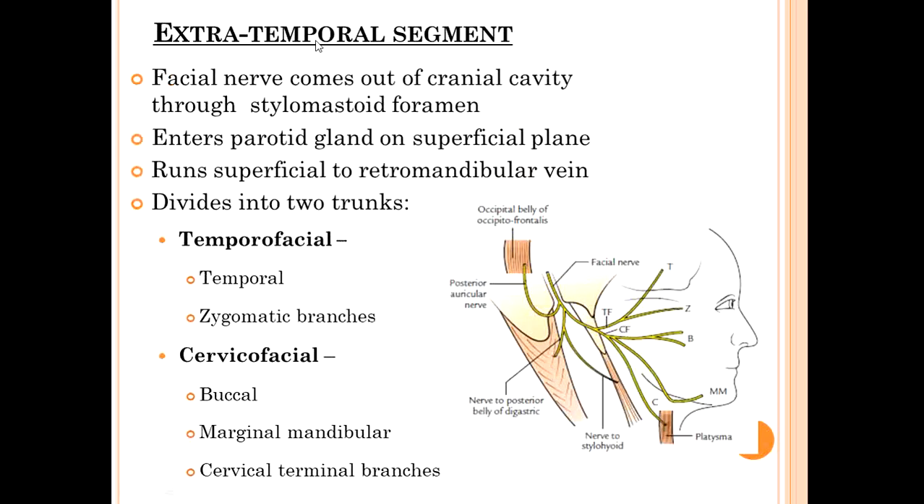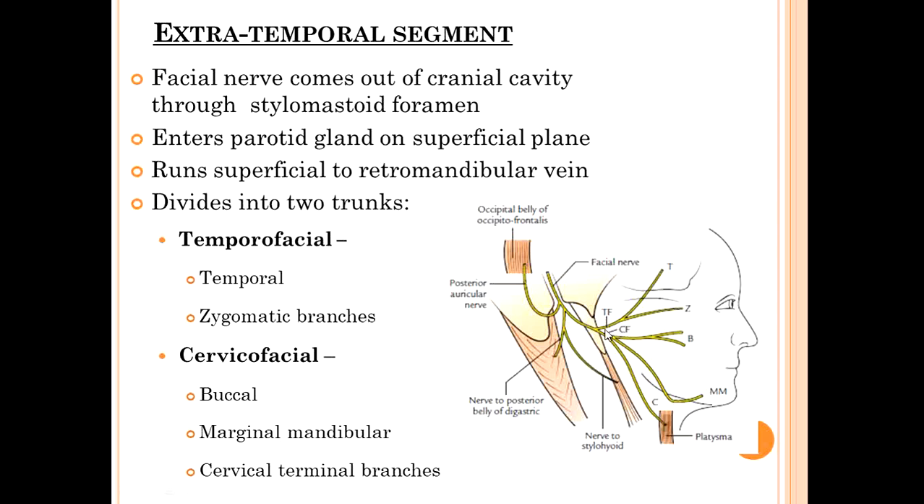Now it will be known as the extratemporal segment. So the facial nerve will come out of the cranial cavity through the stylomastoid foramen. It will enter the parotid gland on the superficial plane. It will be running superficial to the retromandibular vein, and it is divided into two trunks. You can see two trunks here. This one is temporofacial and this one is cervicofacial.